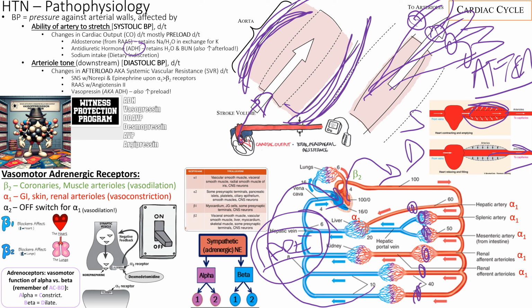So the ability of the artery to stretch is usually a function of systole. And then arteriolar tone, the tone of the vessels themselves out here, right? That is a function of diastole. The diastolic blood pressure will go up when you're vasoconstricted.